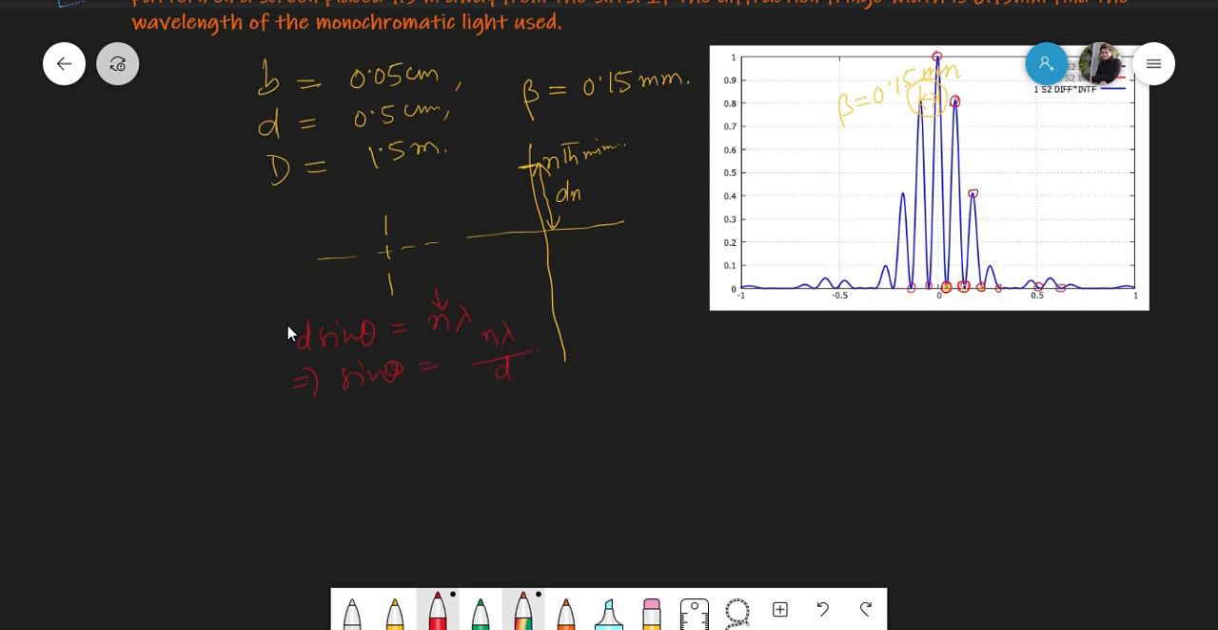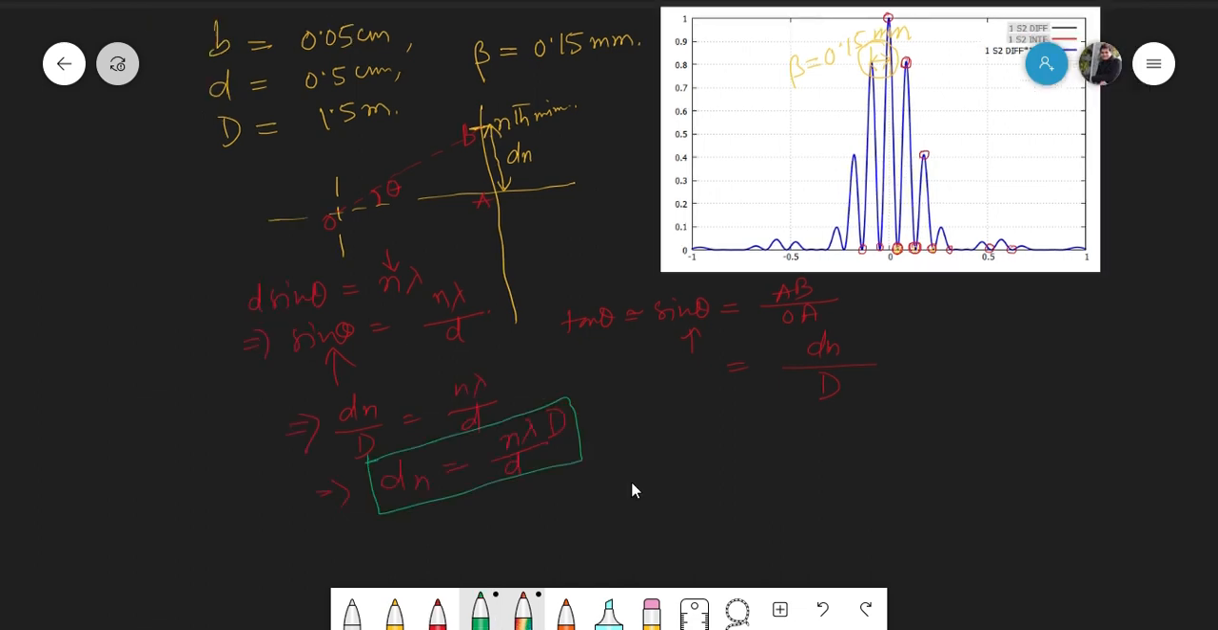Also from this figure, if this is the theta, then O, A, B. Tan theta, which is very close to sine theta when theta is very, very small, would be given by AB by OA. How much is AB? AB is dn. So we got sine theta here, we got sine theta here. Now they must be the same, so that means dn by capital D is equal to n lambda by d. So this is the distance of the nth interference maxima from the center.